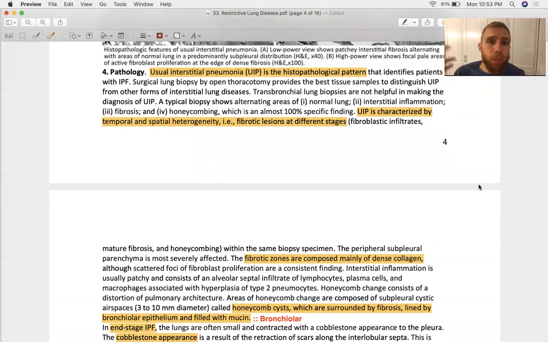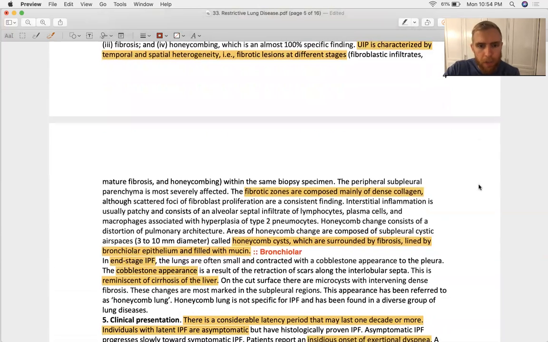So what's that kind of like? Kind of reminds you of multiple sclerosis, right? Where you've got different attacks at different times, and then the presence of 2 attacks at different locations at different times is the diagnostic criteria for MS. Well, same thing here. The fibrotic lesions at different places at different times in their evolution is what characterizes usual interstitial pneumonia.